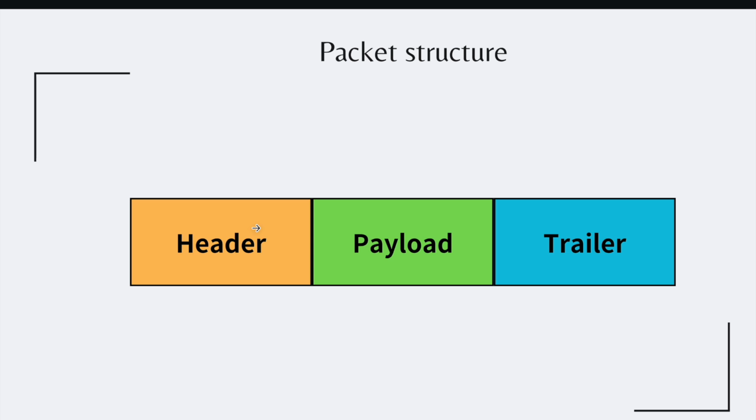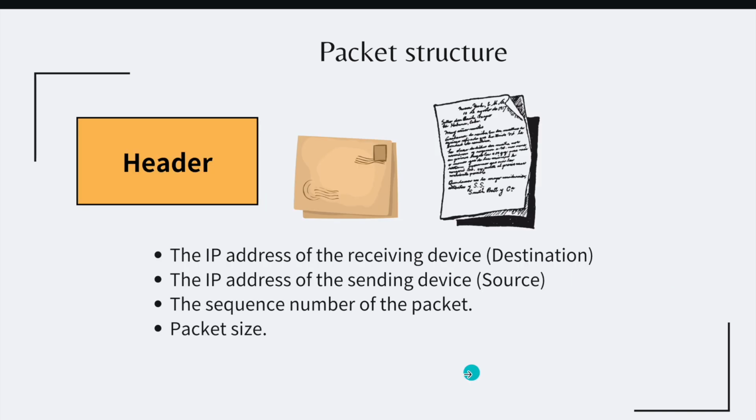Okay, let's talk about packets first. A packet has 3 parts. The first part is the header. The second part is the payload. The third part is the trailer. The packet header is like the envelope and the beginning of a letter. The packet header consists of 4 pieces of information.